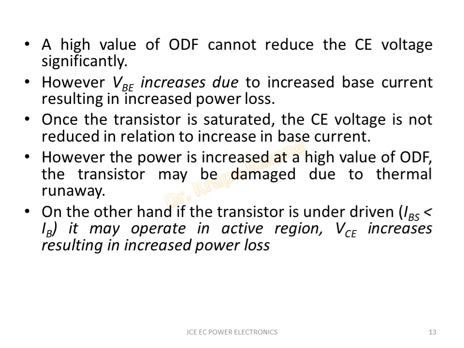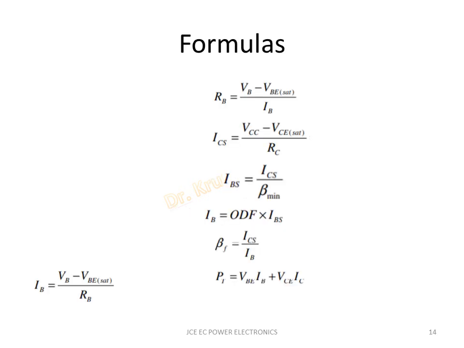On the other hand, if the transistor is underdriven, that is, the base current is less than the saturation current, it may operate in the active region. And hence VCE increases, resulting in increased power loss. Again, in the active region there is more power loss than in the saturation region.